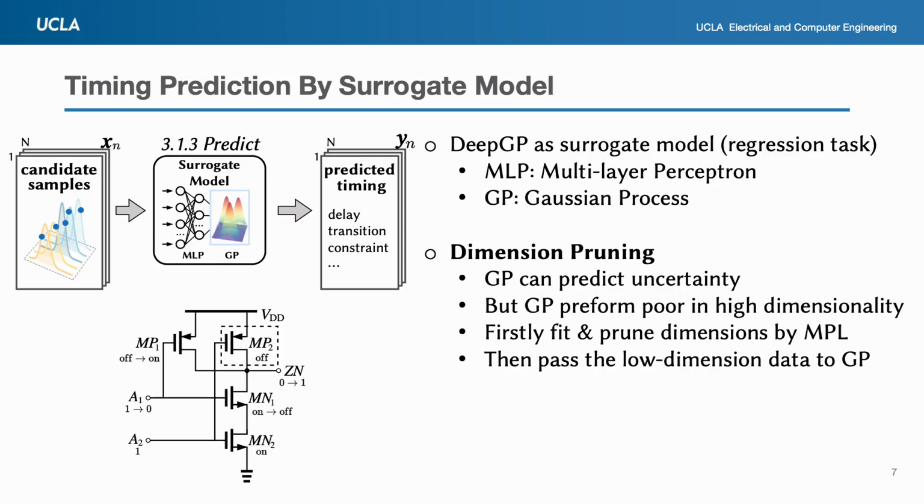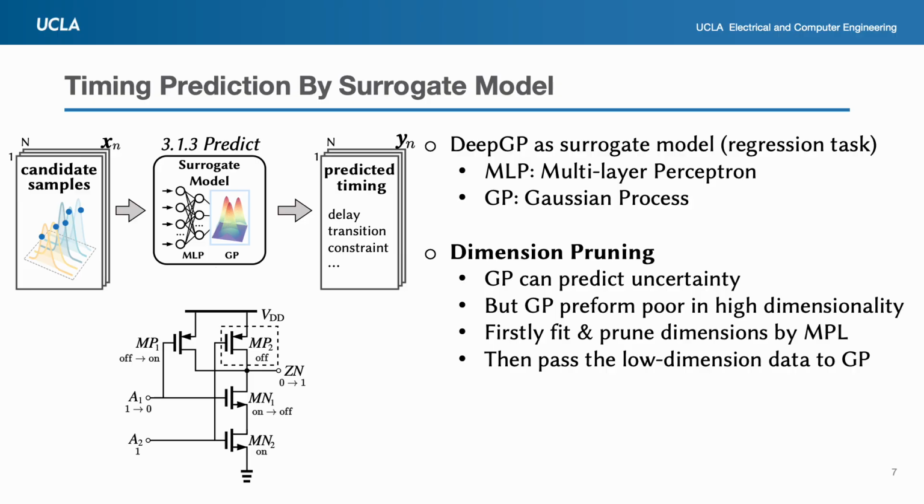First part is the surrogate model. It plays the same role as the real SPICE simulator. We provide the process variation samples and it will predict the timing. That's a regression task. We use a deep GP as the surrogate model, which consists of two parts, the multilayer perceptron and the Gaussian process.